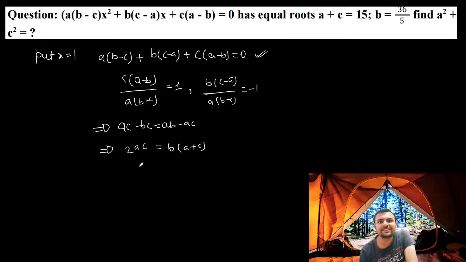So a plus c is 15. Okay, and b is also given. B is given as 36 by 5. So (a plus c) into 36 by 5 is 108, which gives 54. ac is 54, a plus c is 15. If we see, a equal to 9, c equal to 6.